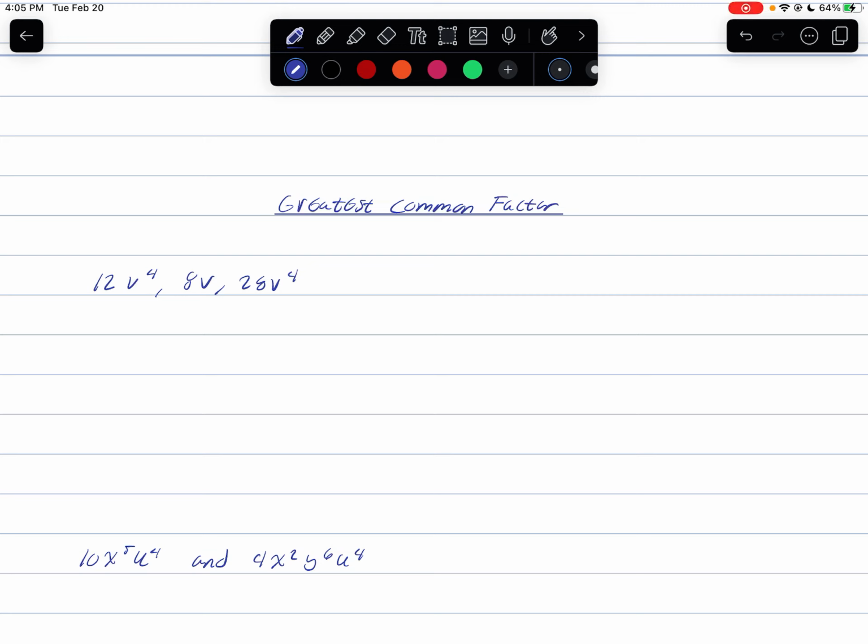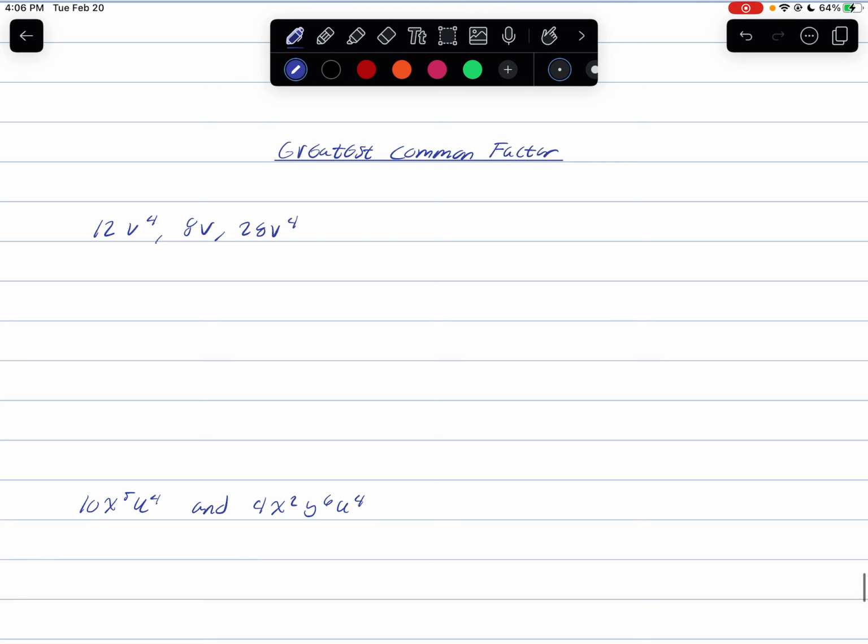Hi everyone, in this video I want to talk a little bit about finding the greatest common factor if you're given multiple terms with variables. So in this first example we have 12v to the fourth, 8v, and 28v to the fourth as well. What's nice here is these all have the same variable. They have different exponents on them, but they have the same variable.